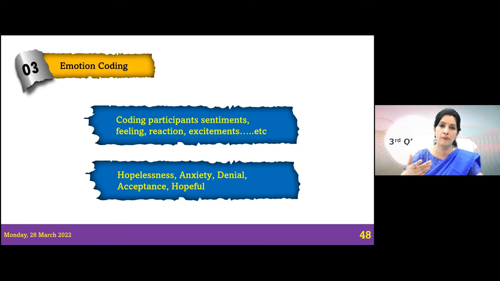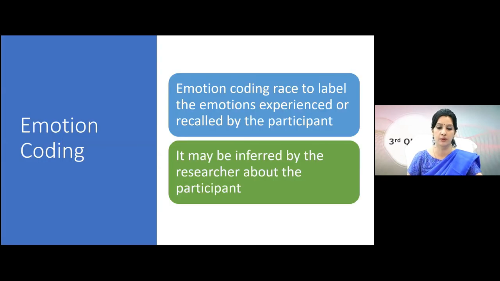It should also be done in your data set, because if there is a huge data set, it is not always possible to do splitter coding. The third type of coding method is the emotional coding. When you code the emotional moments of the participant, like fear, hopelessness, shame, sadness, happiness, then we call it emotional coding.